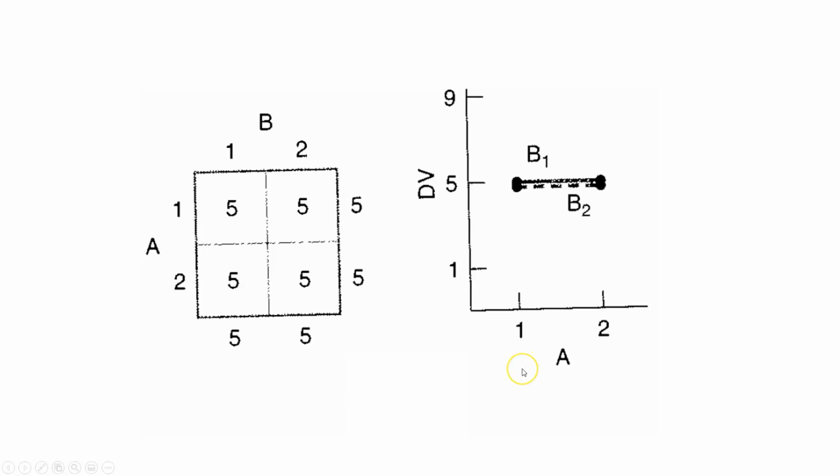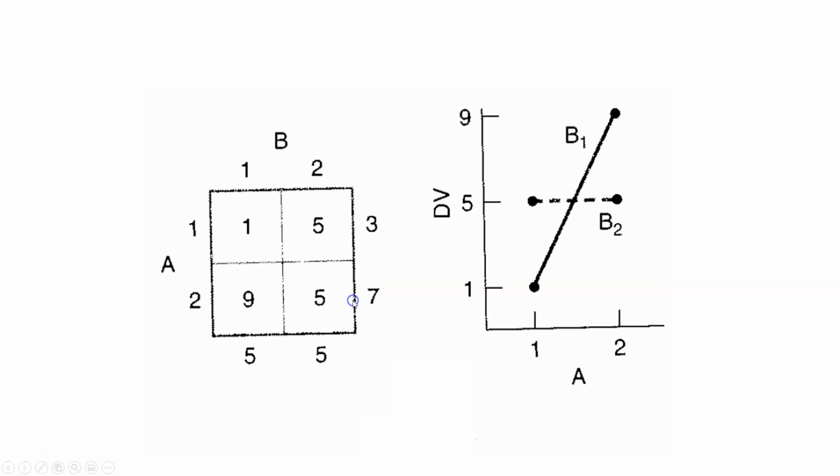What about here? Here there's not a main effect of A or B, and there's no interaction because these are the same as each other, these are the same as each other, and these are parallel with each other. So no matter what condition you're in this study, you always get 5, so there's no differences based on the factors. What about this one?